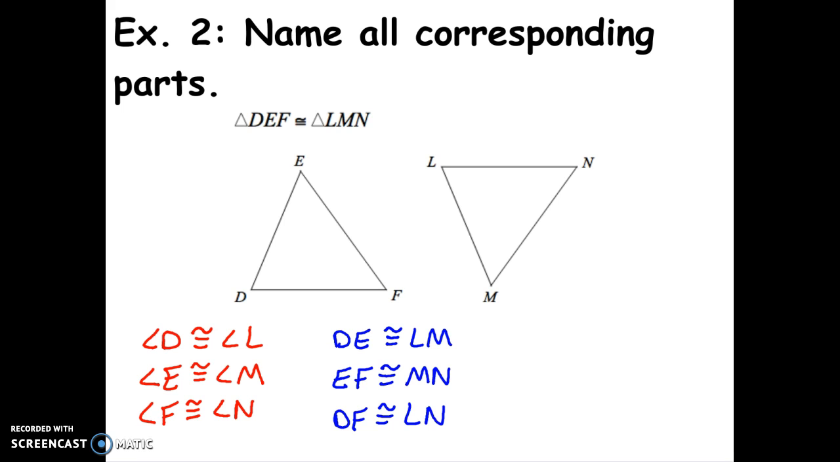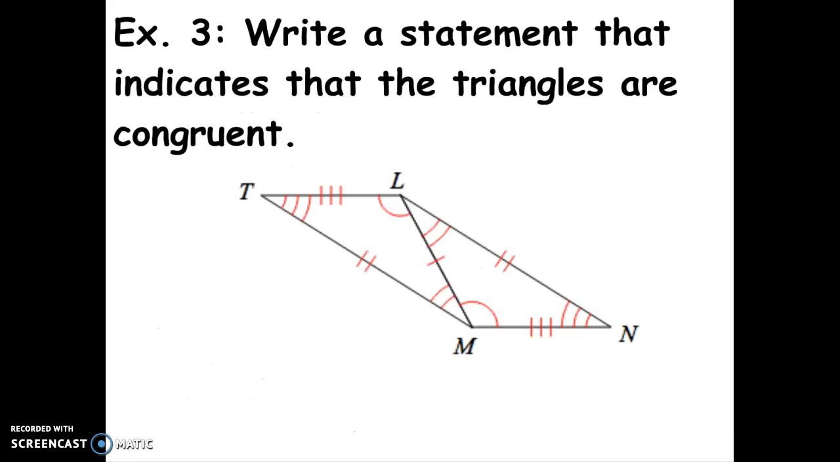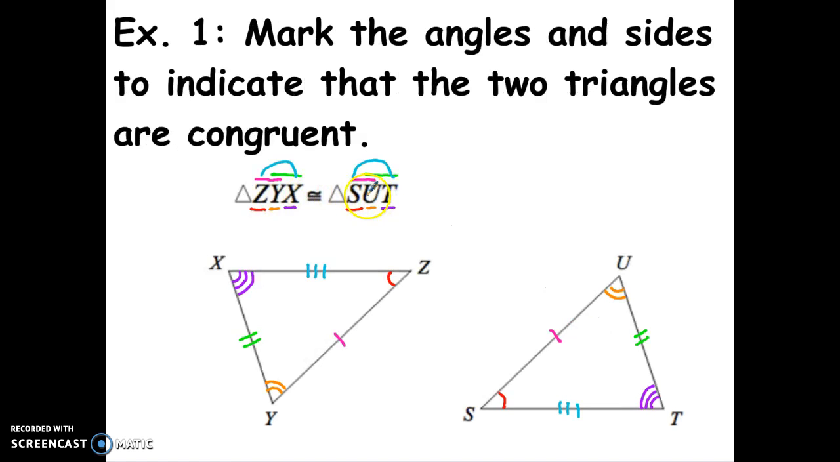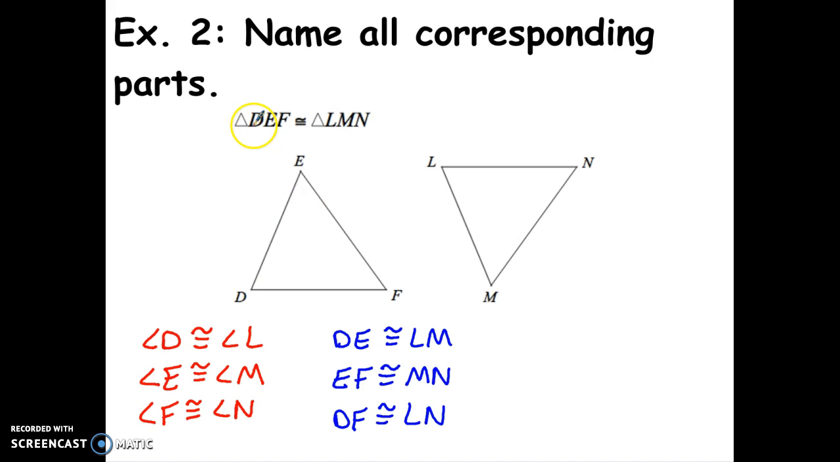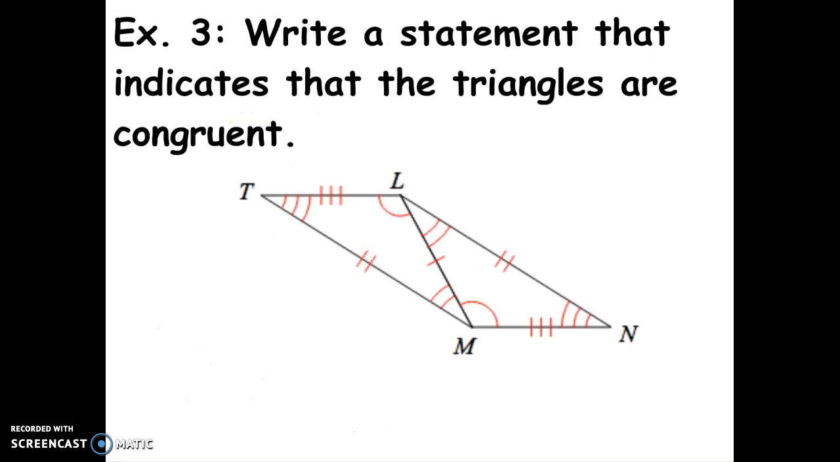Now lastly, example 3, write a statement that indicates that the triangles are congruent. Okay, so with examples 1 and 2, you can see that we were given the congruent statement. Well, now we're going to have to work backwards and find that congruent statement based off of the marked figure. So we know that in the middle, we're going to have our congruent symbol, and we're going to have one triangle over here and one triangle over here. So this is our setup.